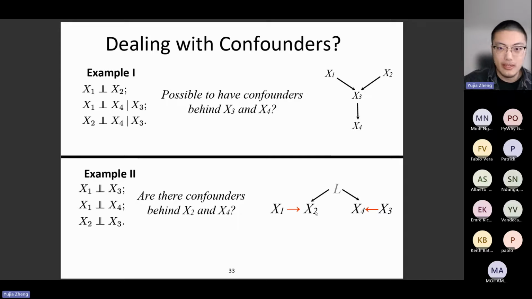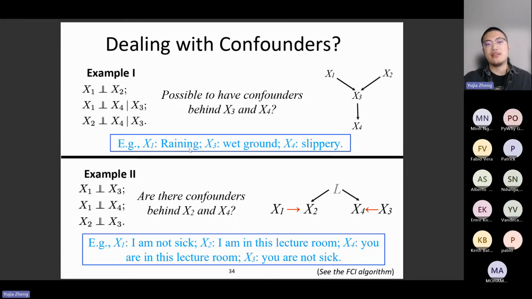So the first example might be like the rain, wet grass and slippery. Of course, there won't be any confounder between wet grass and slippery. And for the second example, there will be some confounder between me being in this lecture room and you being in this lecture room. That confounder might just be, okay, we are classmates, something like that.